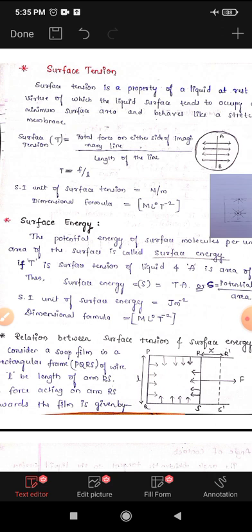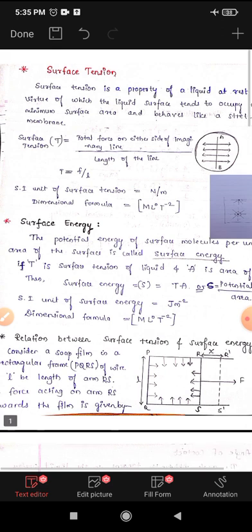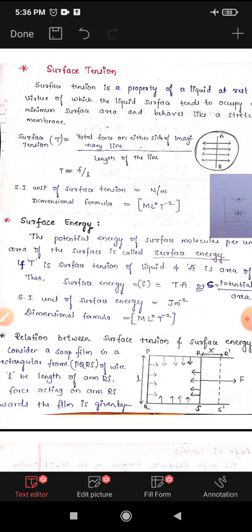This surface tension is mainly there in the case of liquids. It will not be there in the case of gases, because surface tension is mainly a surface phenomenon, whereas gases will not have specified surfaces to exhibit this phenomenon. So that's why only liquids have the property of surface tension, not gases.